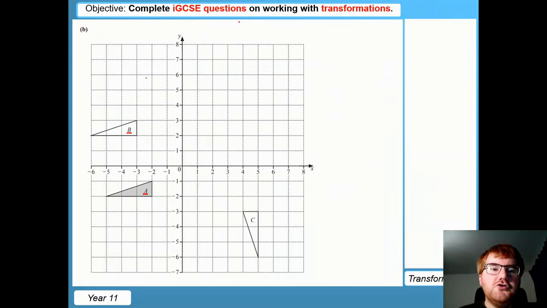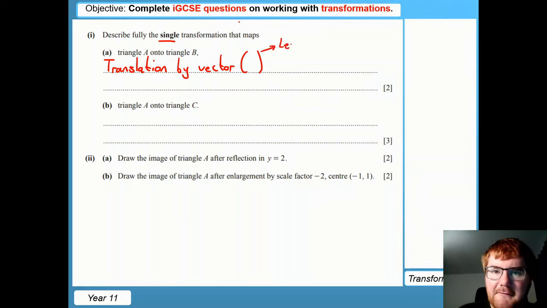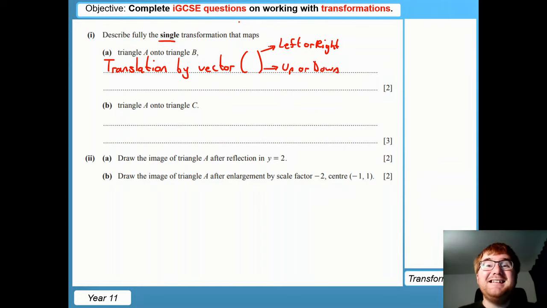And whenever we do a translation, we need to write down a vector. Now let's explain what numbers go in the vector. So the top number will represent going left or right, whereas the bottom number will say whether it's going up or down. So the top number, left or right, if it's negative, it's going to go left. If it's positive, it goes right. And for the bottom number, if it goes up, it's positive. If it goes down, it's negative.